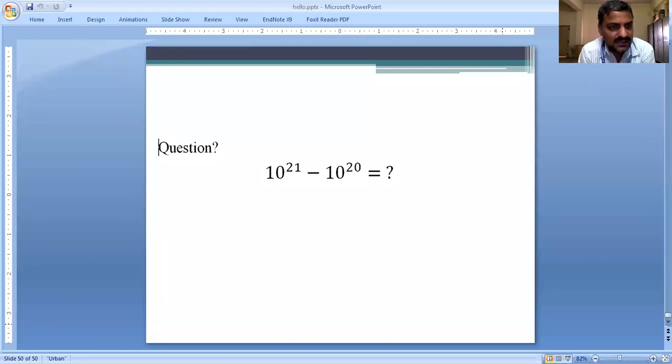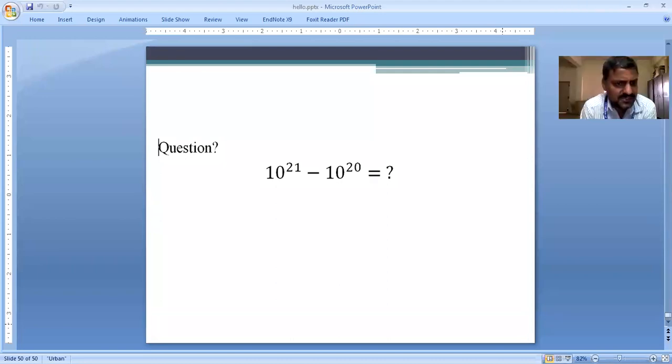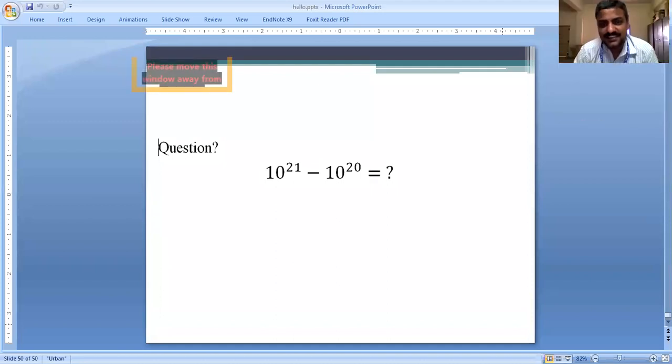Amma, Pallavi, it's 10 power 20, not 10 power 2. You may have made a typing mistake. Okay, please pay attention here. Many times you make a mistake like this. 10 power 21 and 10 power 20, you think that the subtraction gives you 10. The answer is wrong, Amma. Some of you have already mentioned the correct answer.